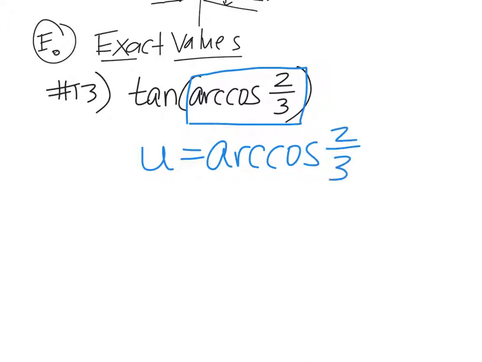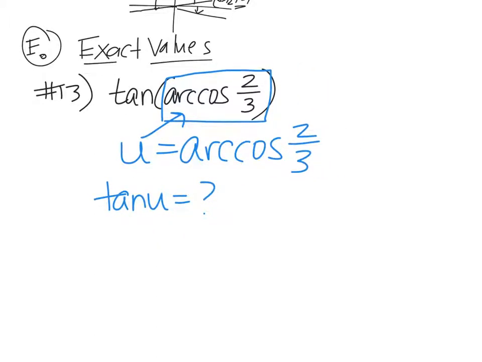Okay? So all I did was I took this and I replaced it with u. And so what I'm trying to find really is the tangent of u. Trying to find out what the value of tangent of u is. So go up here to this step, and what you want to do is take the cosine of both sides. So the cosine of u is equal to, now the arc cosine and the cosine are just going to simply cancel each other out, and you get 2/3.